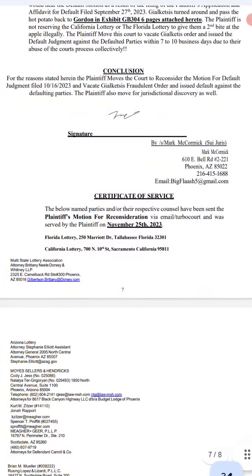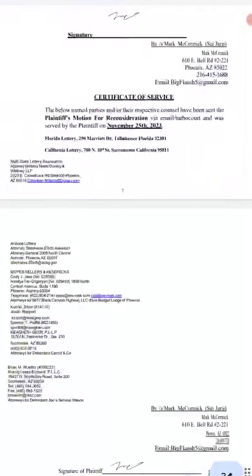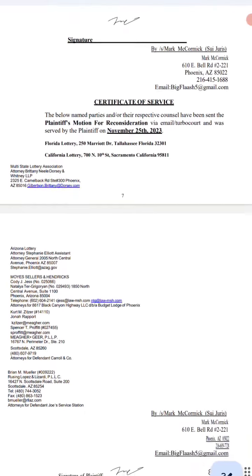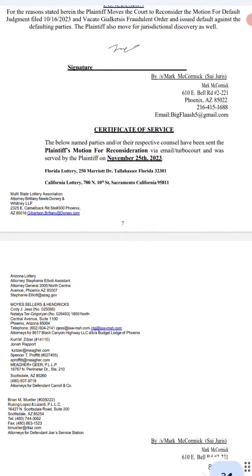Okay, and the conclusion is, for the reasons stated herein, the plaintiff moves the court to reconsider the motion for default judgment filed 10/16/2023 and vacate Gialketsis' fraudulent order and issue the default judgment against the defaulting parties. The plaintiff also moved for jurisdictional discovery as well. So that's it. Okay, and we filed this on November 25th. And it's still not on the docket.